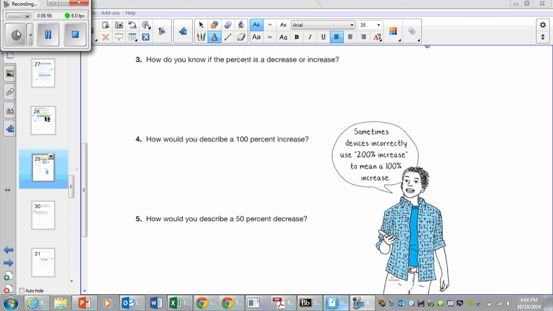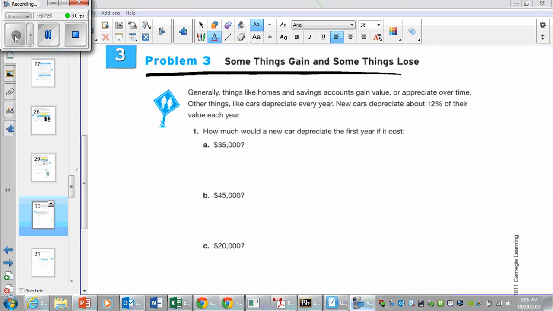And we're just going to go over number 3 real quick. It says, how do you know if the percent is a decrease or an increase? I hope you can just look at it and figure it out, but in case you can't, one way you know is if the original price or cost is less than the selling price or value, it is a percent increase. And if the original price or cost is greater than the selling price or value, it is a percent decrease. So go ahead and jot a little bit of that down just so you have something to go back to.